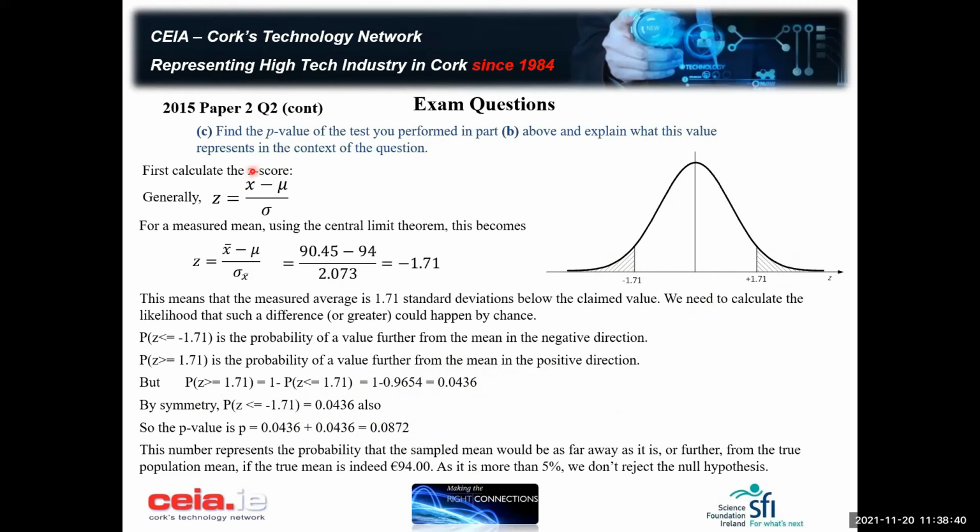They ask you to explain what this value represents in this context. And this number represents the probability that the mean that you've sampled would be as far away as it is or further from the true population mean if that true mean is 94. Now we've got a value of more than 5%. So it's more than 5% likely that this could be true. And so that's not unlikely enough to reject the null hypothesis. So we don't reject the null hypothesis.